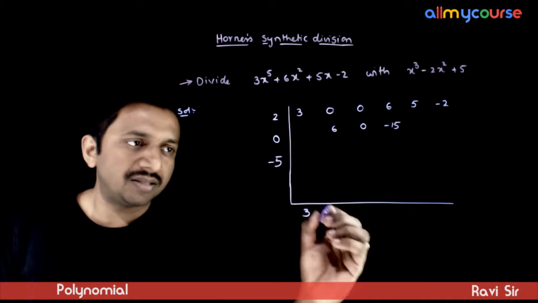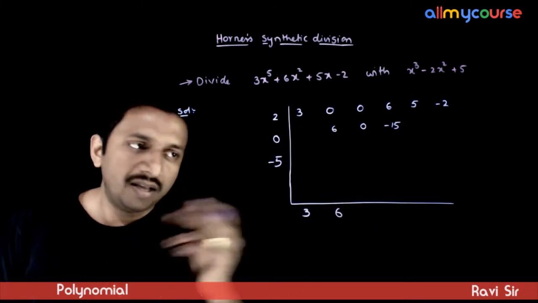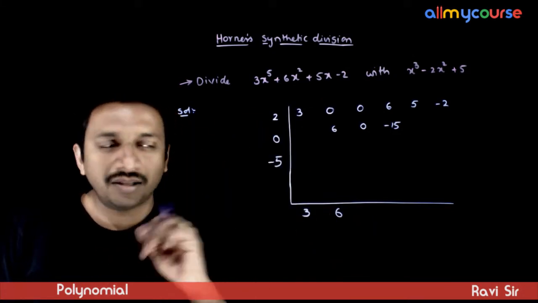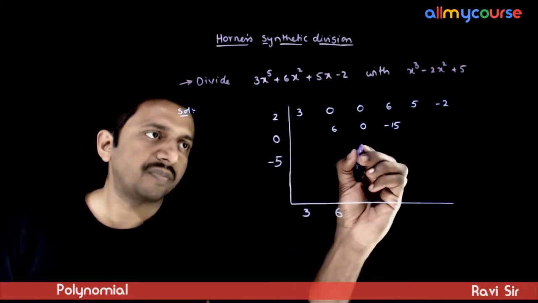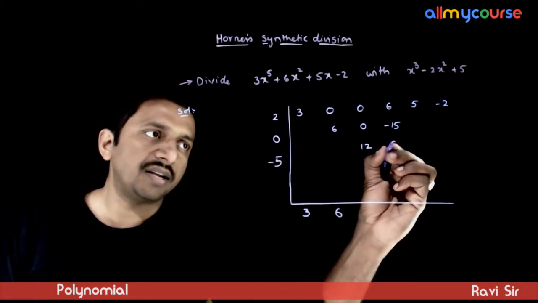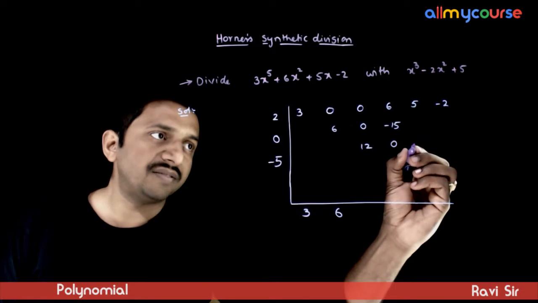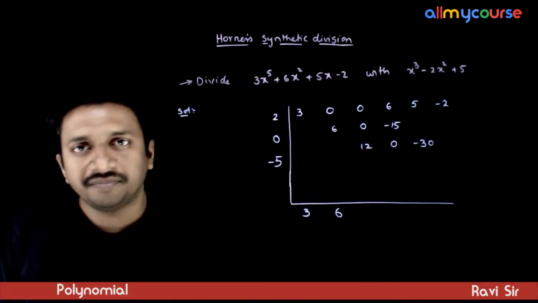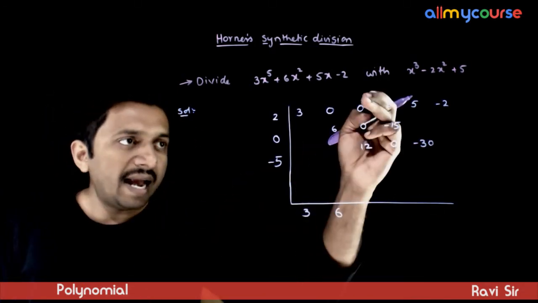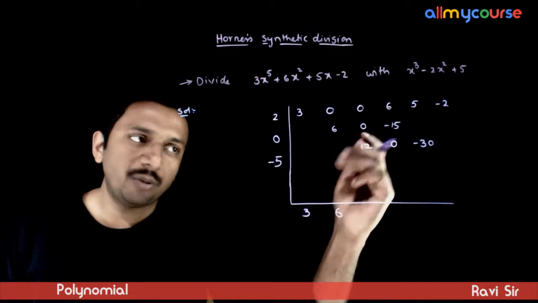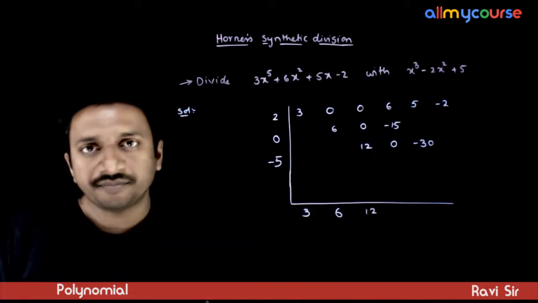Now 0 plus 6 is 6. Now use the 6 and multiply all this: 6 2s are 12, 6 zeros are 0, 6 minus 5s are minus 30. Now add all this. 0 plus 12 is 12.